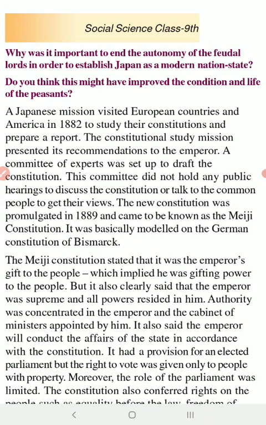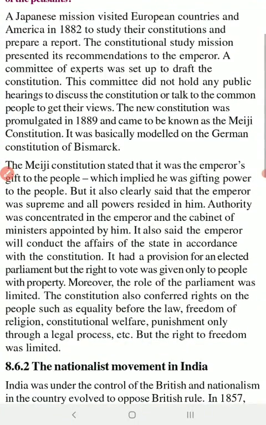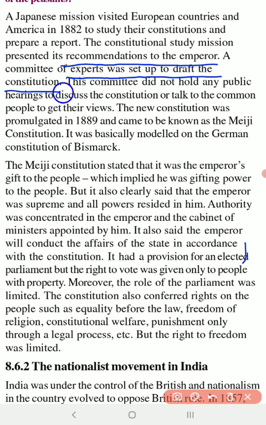First, the emperor sends a Japanese mission to European countries to visit them. Some he sends to America in the year 1882 to study their constitution and prepare a report. This constitutional study mission presented its recommendations to the emperor, and a committee of experts was set up to draft the constitution. This committee did not hold any public hearings to discuss the constitution or talk to common people to get their views.